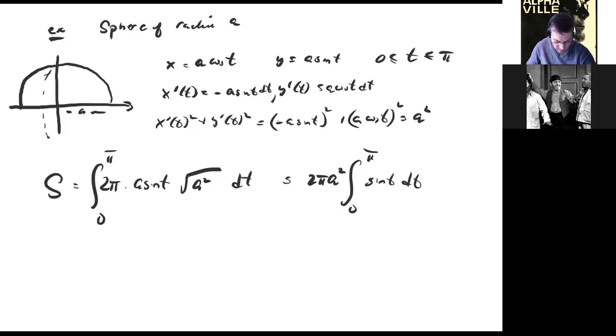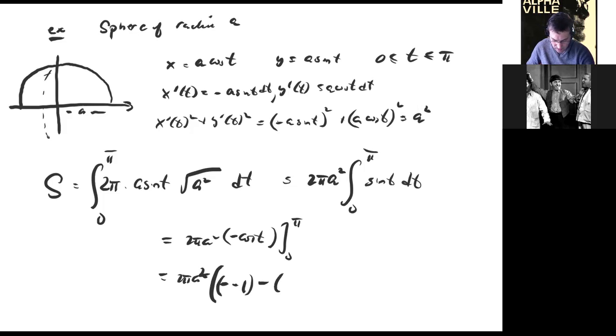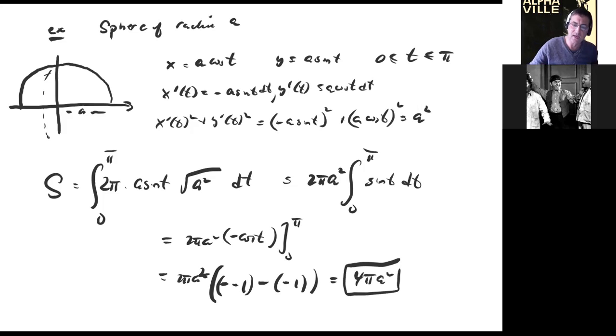So that's 2 pi a squared times negative cosine of t, evaluated from 0 to pi. So that's 2 pi a squared times the value at pi, which is negative 1, which gives plus 1, minus the value at 0, which is negative 1. So this gives an extra factor of 2, so you get 4 pi a squared. So that is the calculation for the surface area of a sphere.